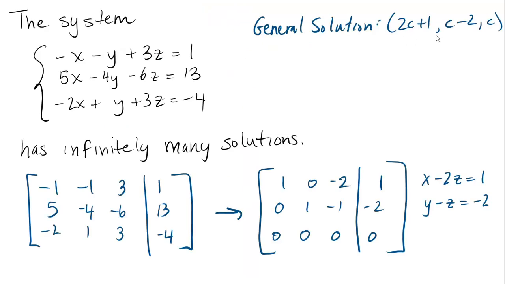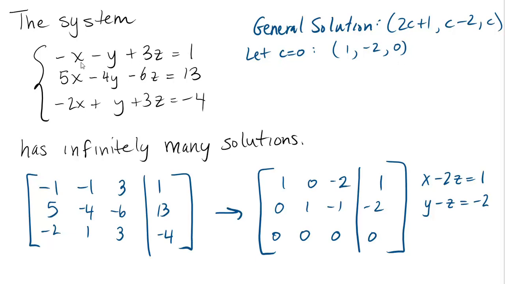I claim that plugging numbers in for c will generate solutions to the system. We're going to start by being lame and trying c equals 0. If I plug 0 in for c, we get 2 times 0 plus 1, which is 1 for the x-coordinate, 0 minus 2 for the y-coordinate, that's negative 2, and then 0 for the last coordinate. 1, negative 2, 0 should make all three equations true.